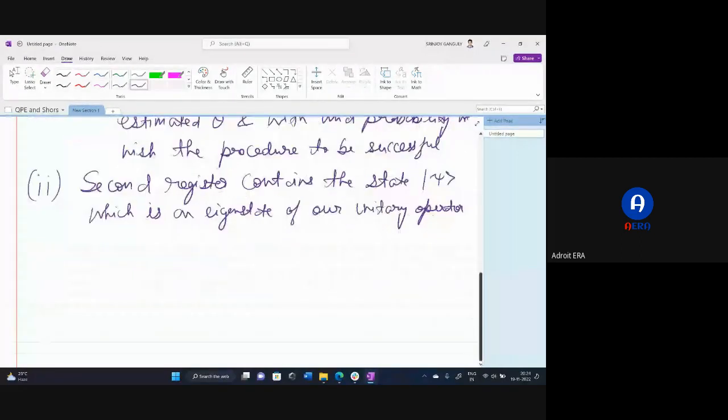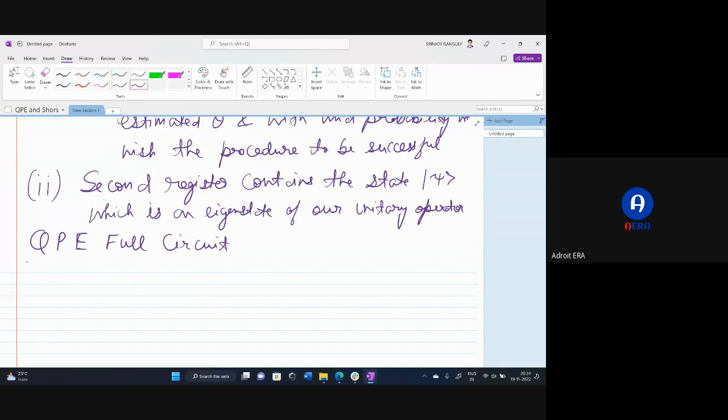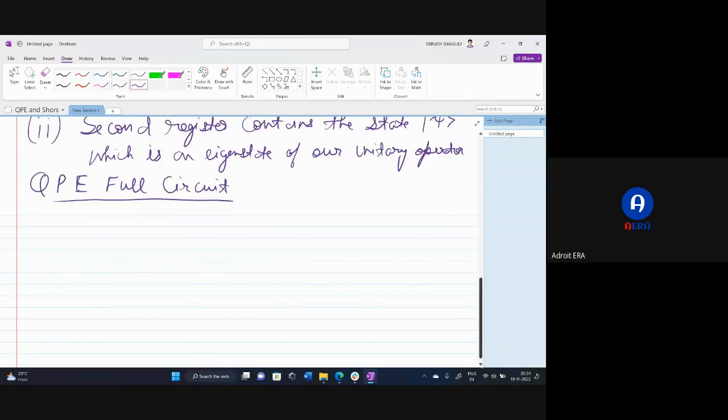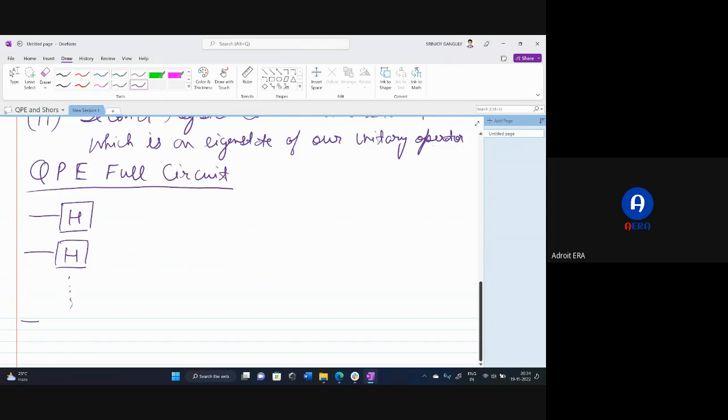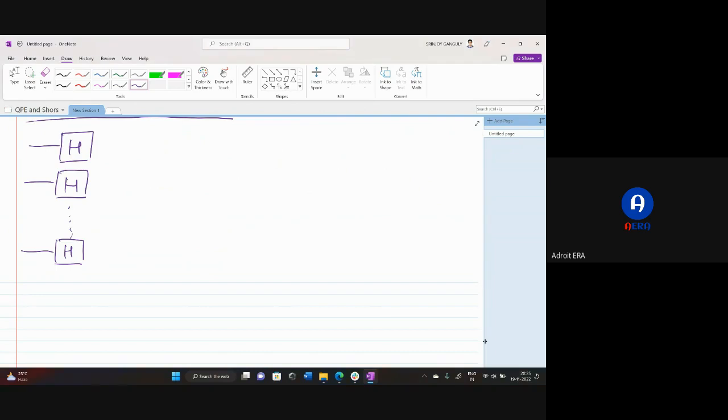We will see that now. QPE full circuit. How will the circuit look? We start with Hadamard, again Hadamard, and so on up to Hadamard, and then we also have ket psi.